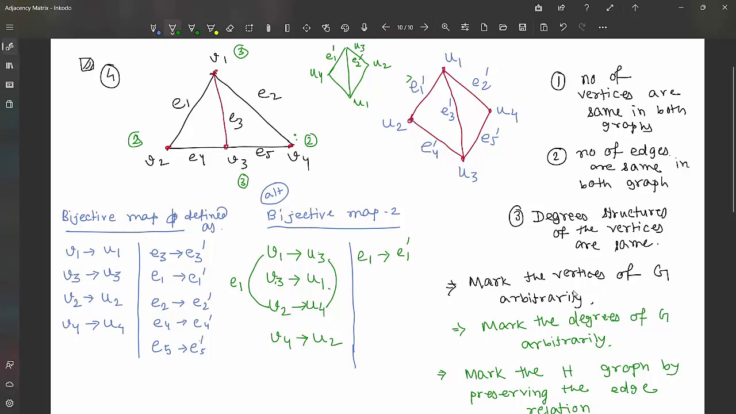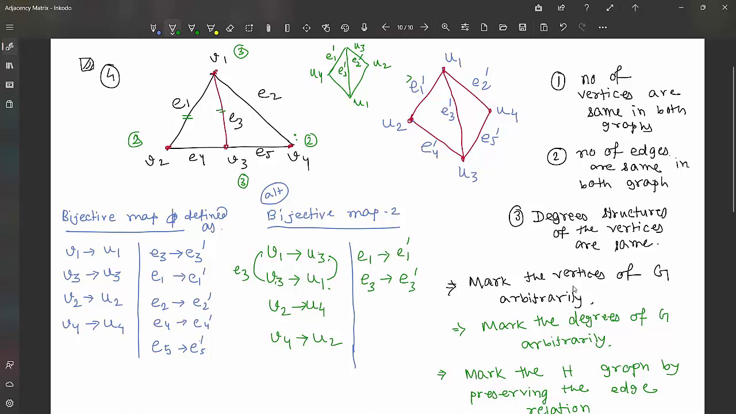Similarly, now take the second relation. So this edge is already over. Now take this edge corresponding to V1 and V3. So if you take these two, V1 and V3, you have to take the edge between U1 and U3. So V1 to V3 there is an edge E3. So here also in between U1 and U3 you have an edge E3 prime. So that means that it will be same. U1 goes to U1 prime and E3 goes to E3 prime.